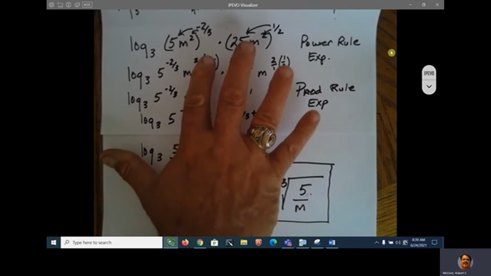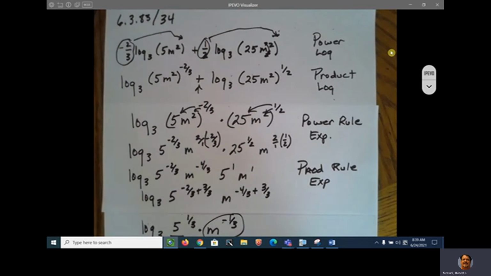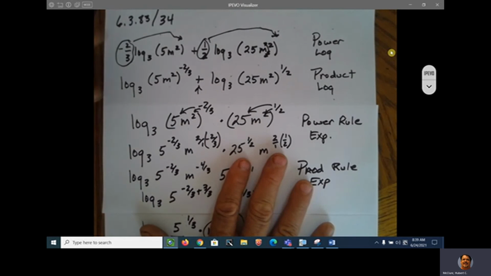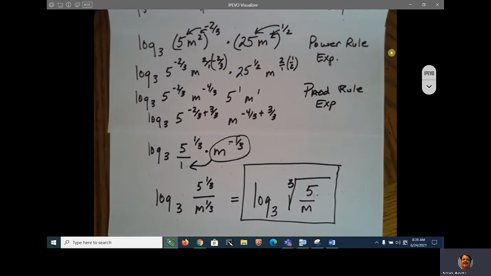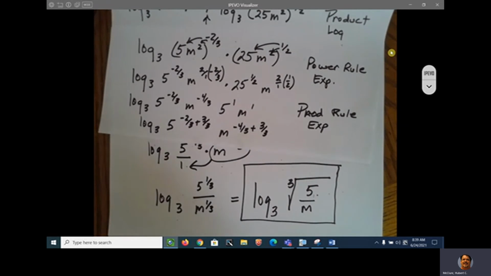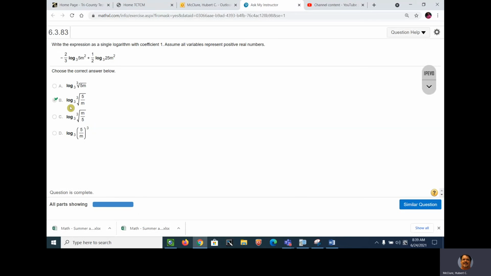So I'm going to bring it all the way down so you can look at it, and then I'm going to move it up again so you can pause the video. That's it. Next question. And that's the answer. Log base 3 of the third root of 5 over m. Next question.